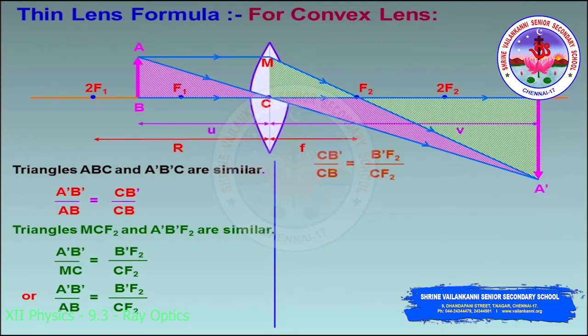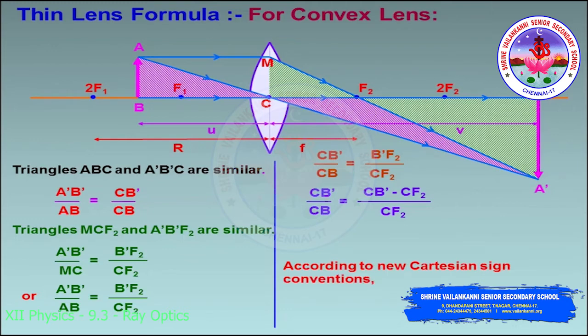From these two equations we get the right hand side CB dash by CB equal to B dash F2 by CF2. Now B dash F2 we can take from the center of curvature: CB dash minus CF2 gives B dash F2. So it is CB dash minus CF2 by CF2.